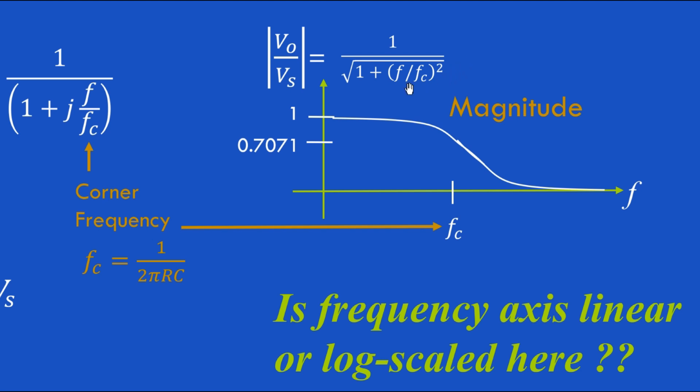So let's say we double the frequency. We're still in the audio range, but let's say we double the frequency so that f is now 2fc. So this would be 1 plus 2 squared, which is 5. The square root of 5 is, I don't know that one off the top of my head. Oh, I just punched it in my calculator. It's 2.23. So at twice the frequency, we have 1 over 2.23.